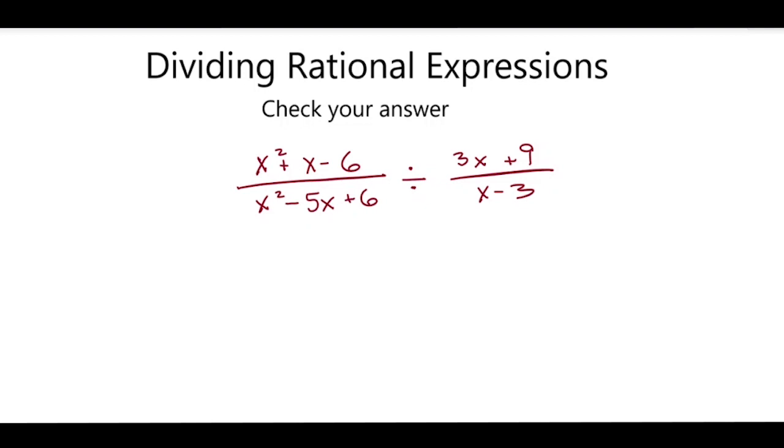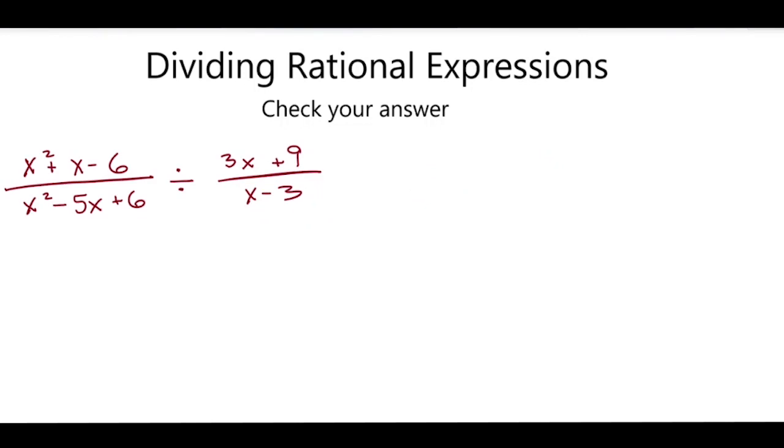Well, we know that the way we divide fractions is to multiply by the reciprocal of the second fraction. So what we'll do is we're going to slide that over, and we're going to rewrite this as a multiplication problem where the second fraction is the reciprocal. So that looks like this. We have x squared plus x minus 6 over x squared minus 5x plus 6 times x minus 3 over 3x plus 9.